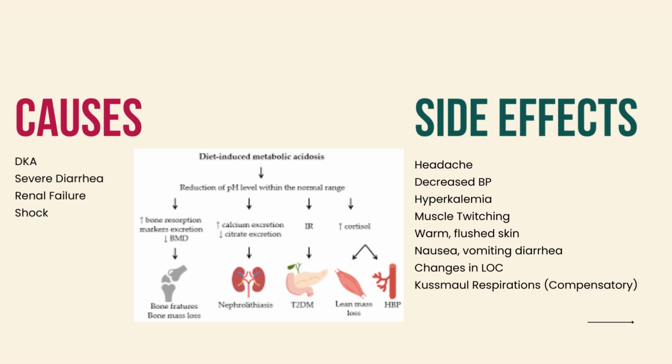Just a little tidbit on Kussmaul's. Kussmaul's respirations is a compensatory mechanism in which the person who is having the metabolic acidosis starts breathing, I would say, pretty shallow breaths, but they're usually hyperventilating at this point. So at this point, they're trying to blow off all the excess acid.